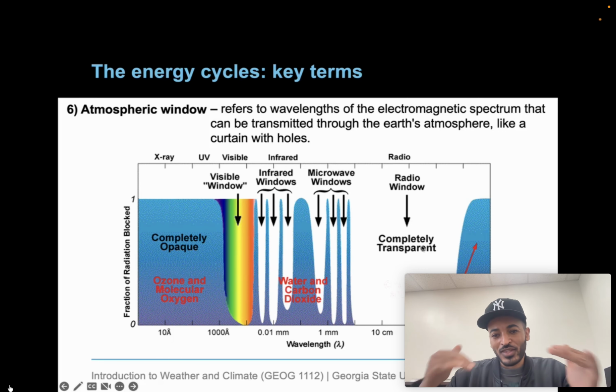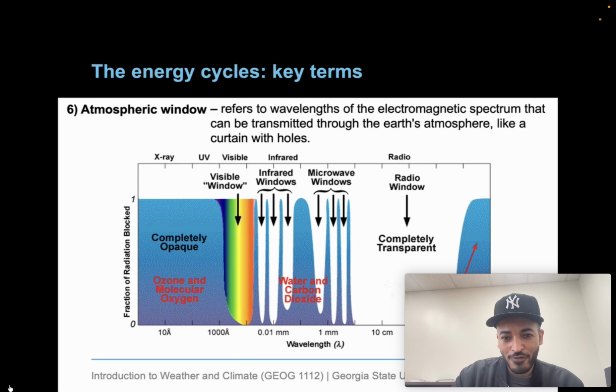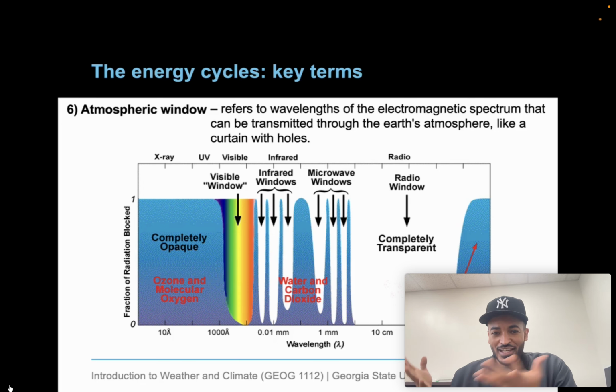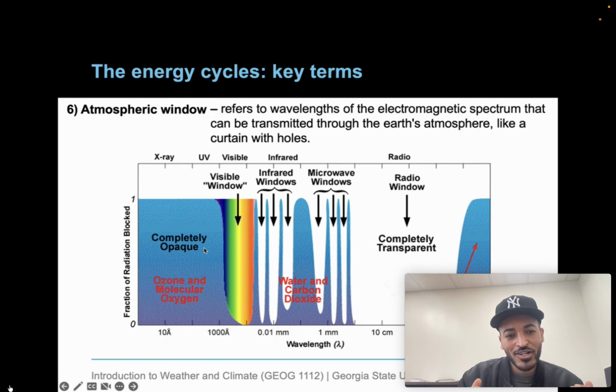So in a way, the atmosphere is completely transparent, for instance, in what we call the radio window, right? These are not harmful radiations, and the atmosphere is completely transparent to them, while it's completely opaque to those high energy shortwave radiations, like the UV radiation, X-rays, and gamma rays, right?